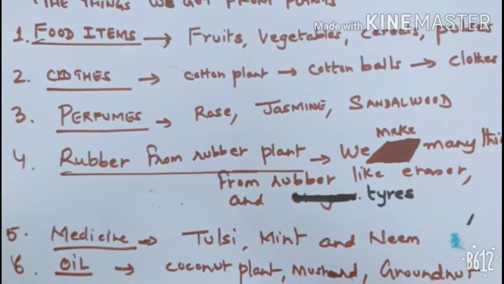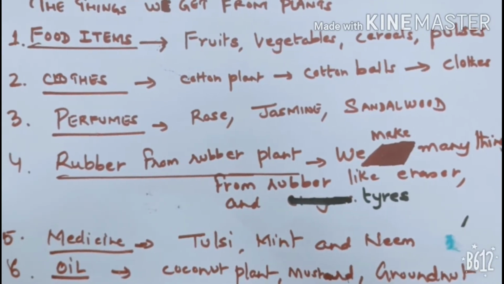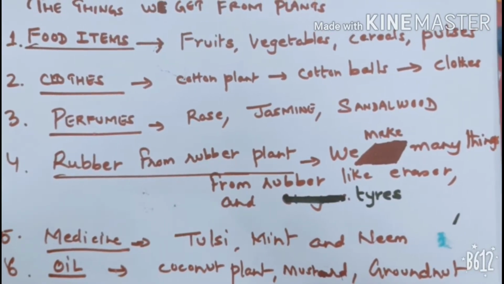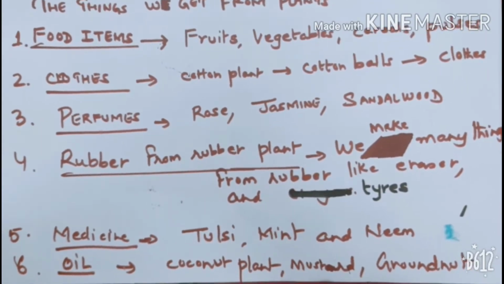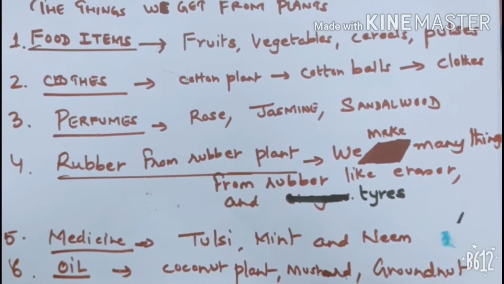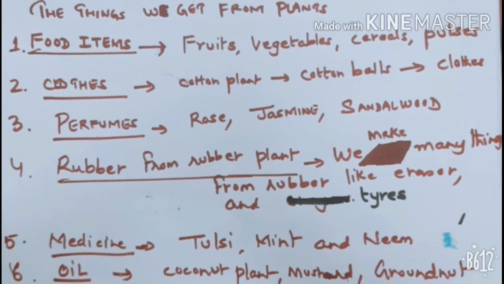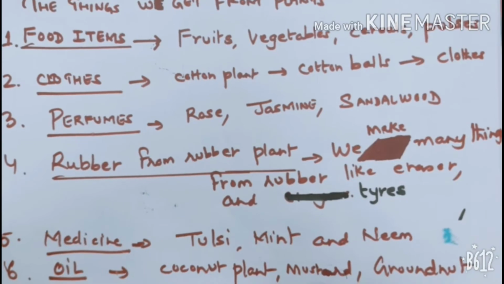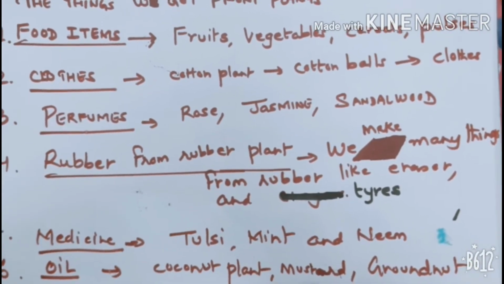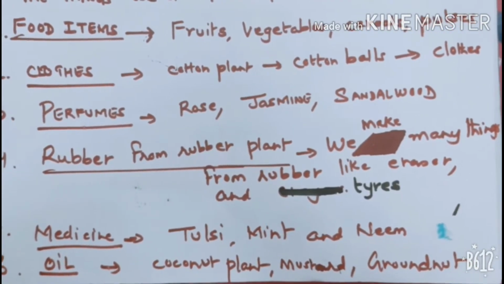And we make many things from rubber like tires, eraser. Then number 5, we get medicine, and medicine from which plants? Tulsi, mint, and neem. Then last is oil. We get oil from coconut plant, mustard plant, groundnut plant.